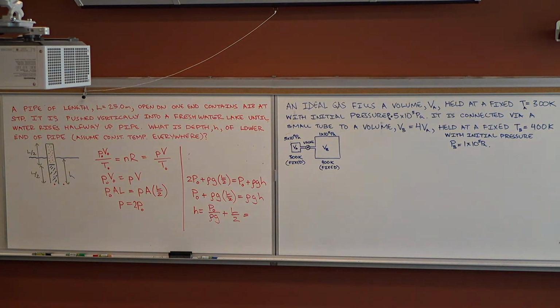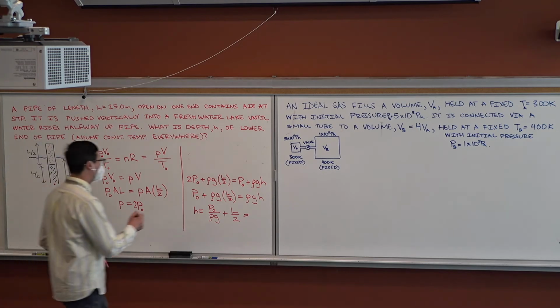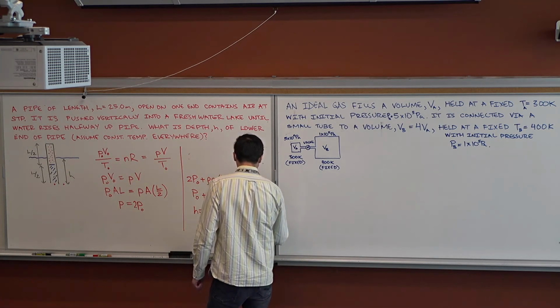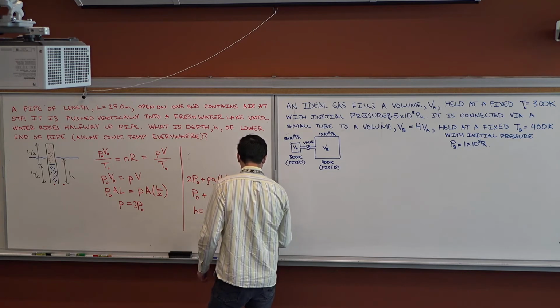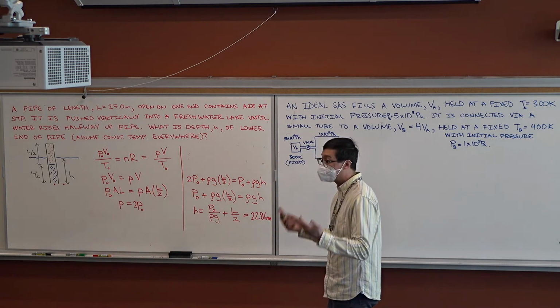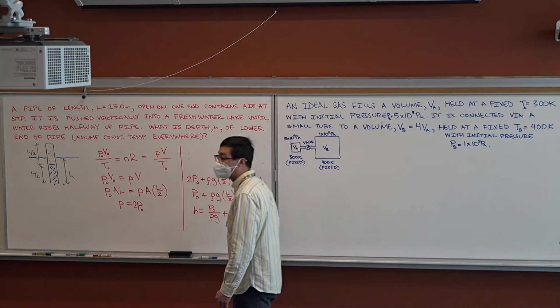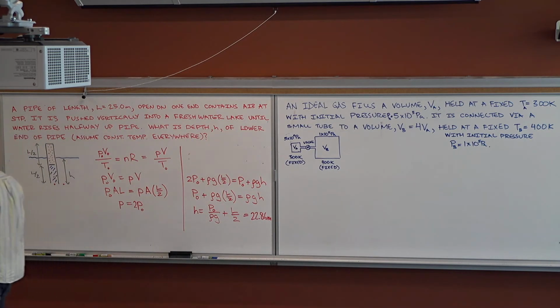I got 22.86. 22.86 meters. Yeah, seems reasonable-ish. I was off by 0.5. Which doesn't make, wait, so what I thought was we need to find the height of the water where the pressure is equal to the pressure of the air if it's compressed into half of what it originally was.